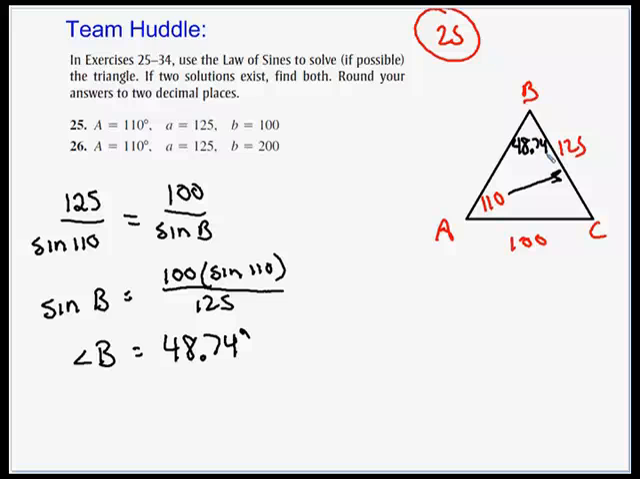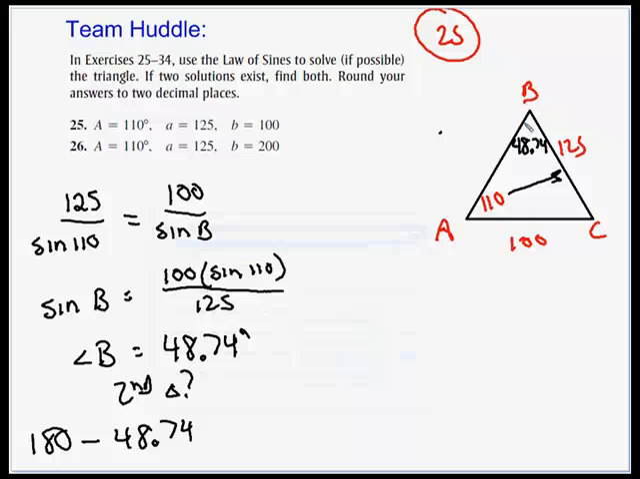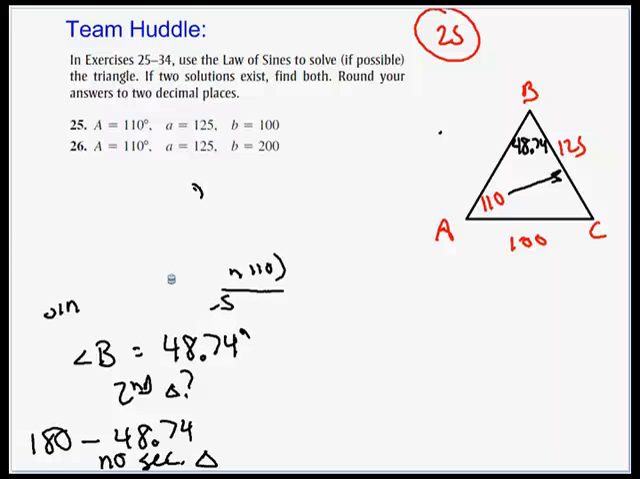So let's see, could there be another triangle with a different angle B? So this is 48.74. Let's think, is there a second triangle? We don't know. So we're going to do 180 minus the angle that we just found, 48.74, which is 131. So if angle B up here was 131 and this angle A was 110, does that violate the rules of geometry for a triangle? You bet. That's over 200 degrees. Triangles are limited to 180 exactly. So there is no second triangle. We just have to finish the one we started, and we're done with number 25.